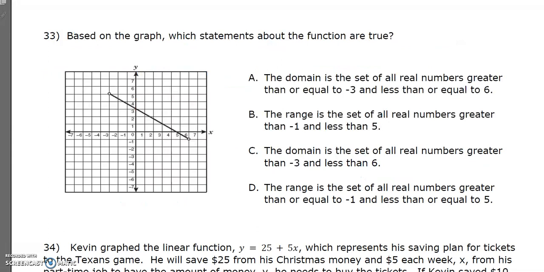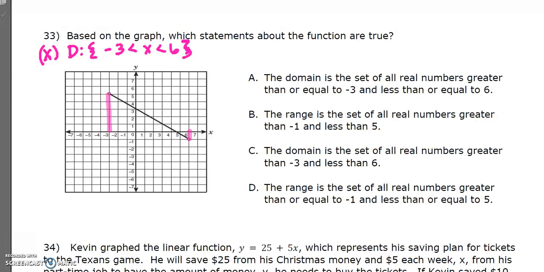Okay, number 33, based on the graph, which statements about the function are true? So just glancing at our answer choices, everything's talking about domain and range, right? So let's go ahead and just talk about the domain. The domain, remember, is the X values. So the domain goes from this point here at -3 all the way to this point at +6. I have empty circles at the end, so that means I'm not including those numbers. So if I write it this way, -3 is less than X, which is less than +6.